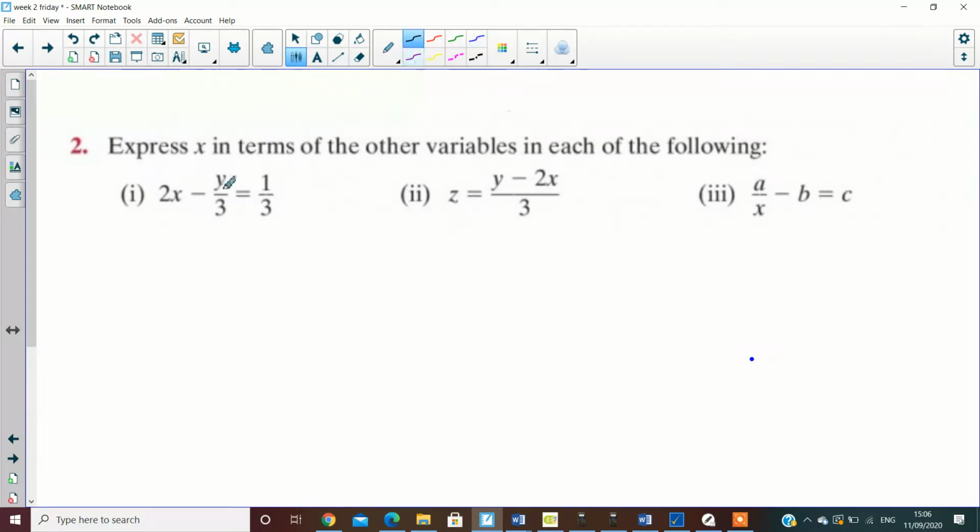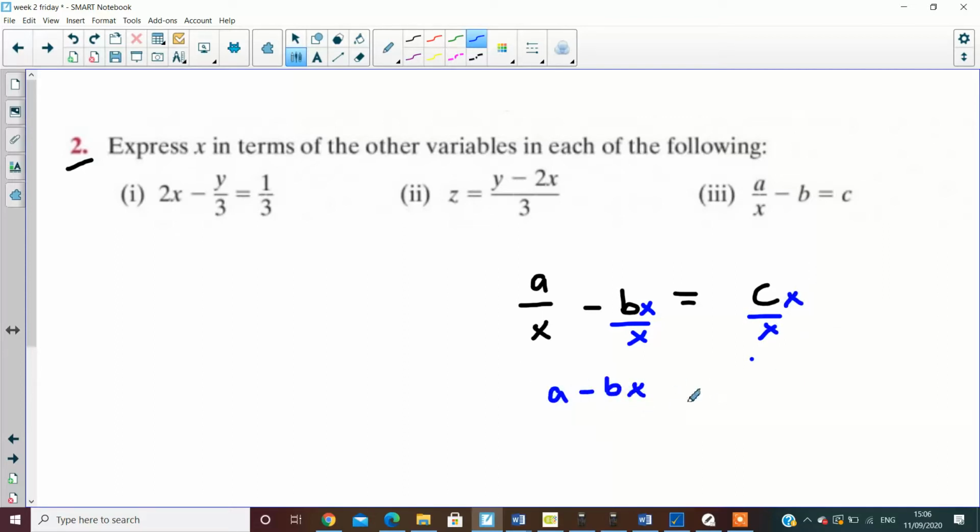What we want to do is get x on its own in each question. So you have a over x minus b equals c. The way I do this is I give them all the same denominator. So what can I do here? x and on here. Okay. My next line is a minus bx equals cx.